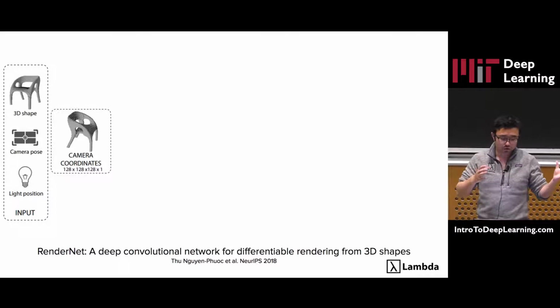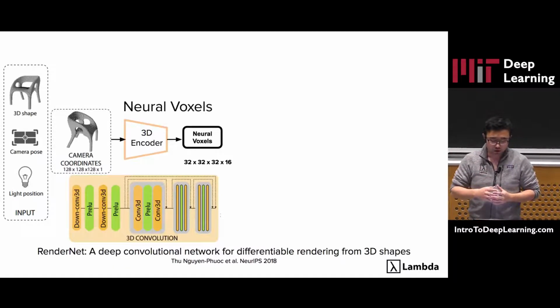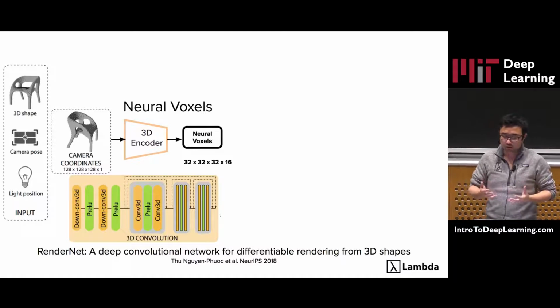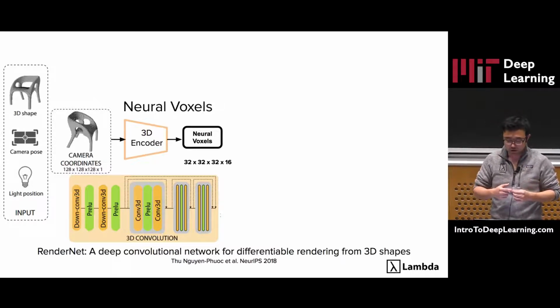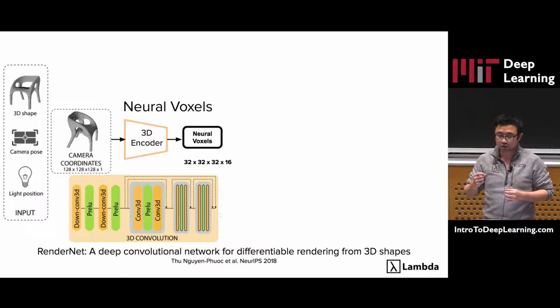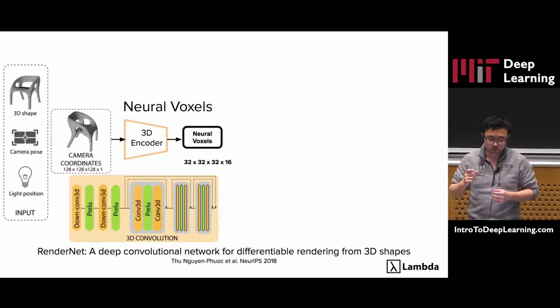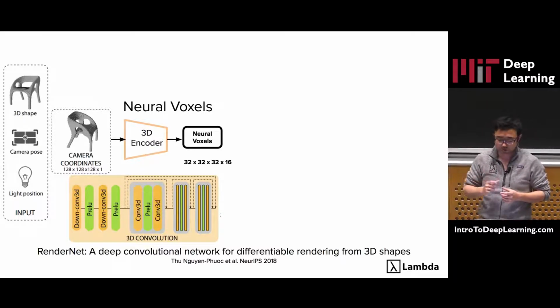Having transformed the input voxel into a camera frame, the next step is to learn a neural voxel representation of the 3D shape. What we can do here is pass the input voxel through a sequence of 3D convolutions. Then the output neural voxel contains deep features that are going to be used for computing the shading and the visibility.